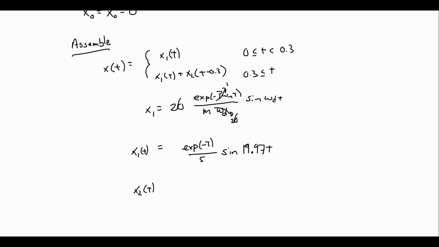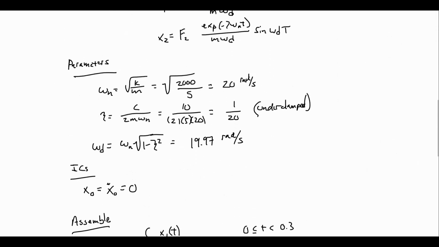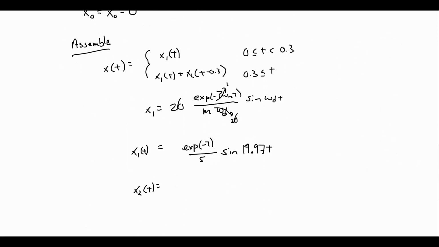x2 of t, like we said above, the only thing that's different on x2 is going to be the amplitude of the impulse. So we are told that it is only 10 for the second hit, and it was 20 for the first hit. So instead of rewriting this whole thing, it's going to turn out that this is just half of x1 of t, because the f2 is half of the f1. So we don't have to rewrite the whole thing, it's just going to be that simple.